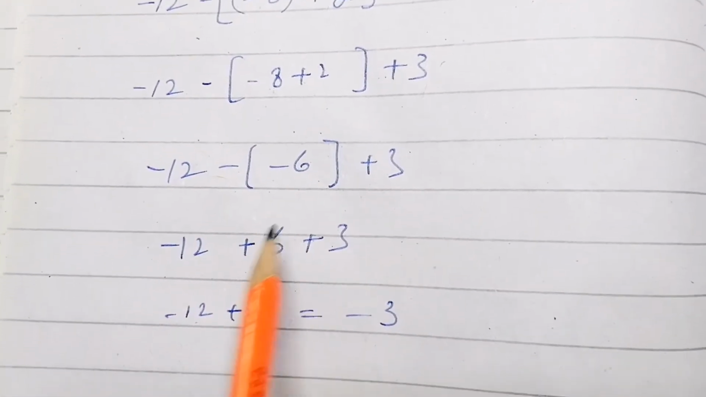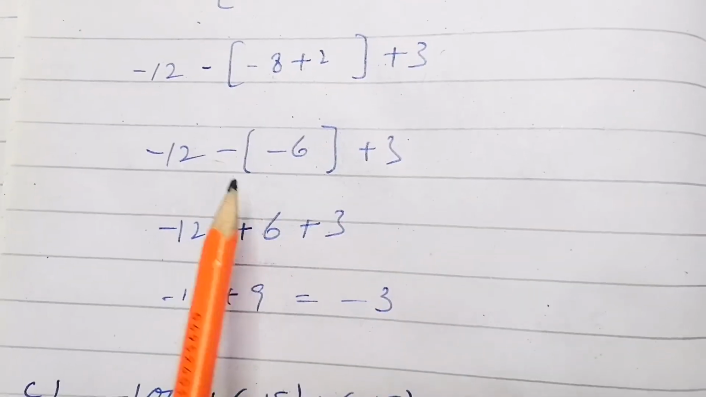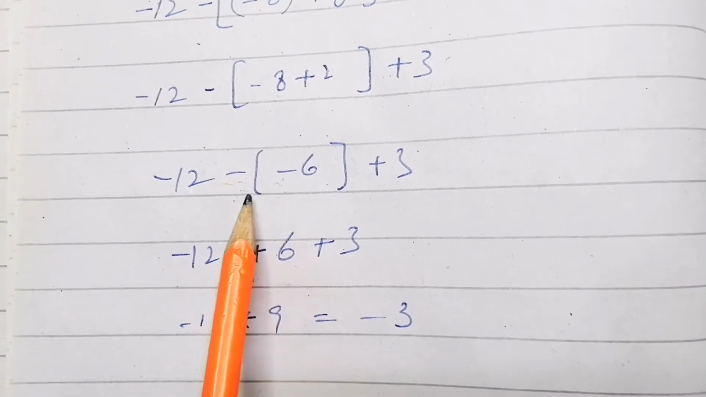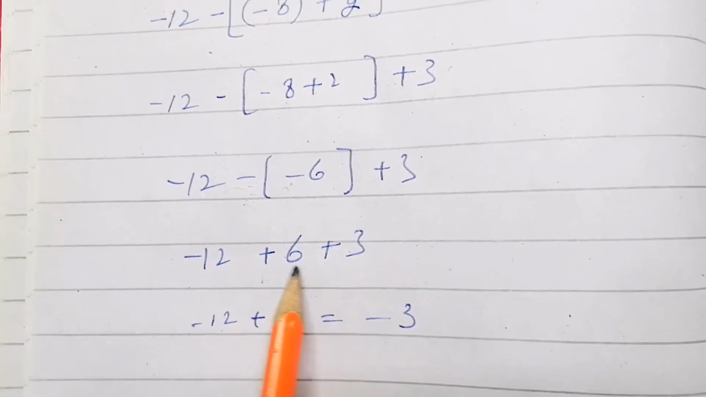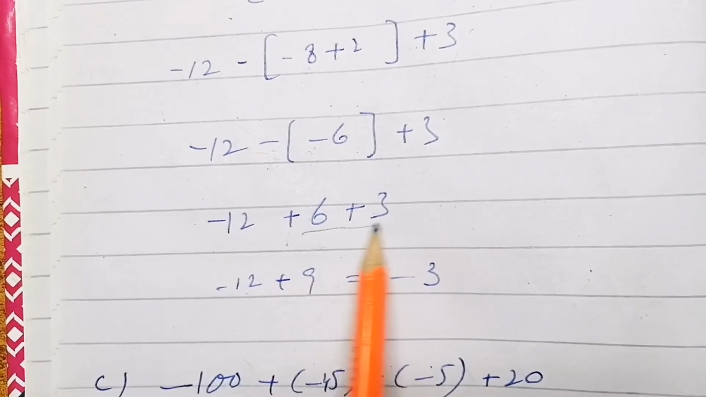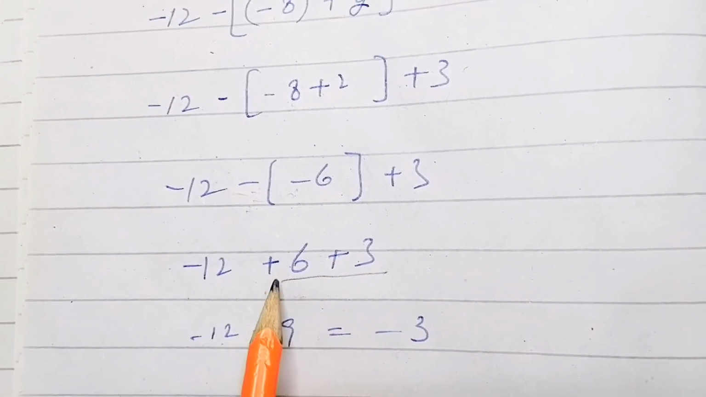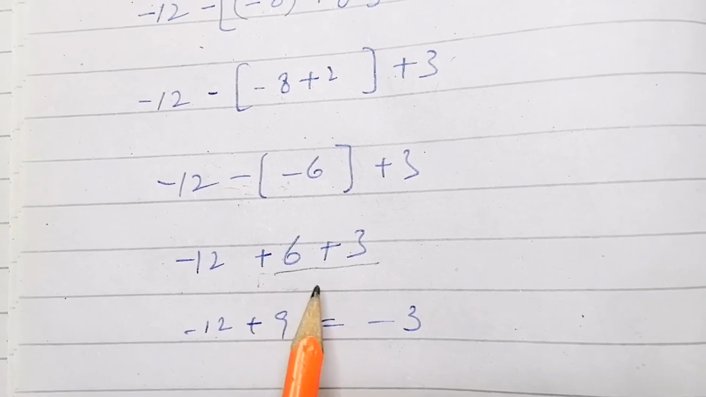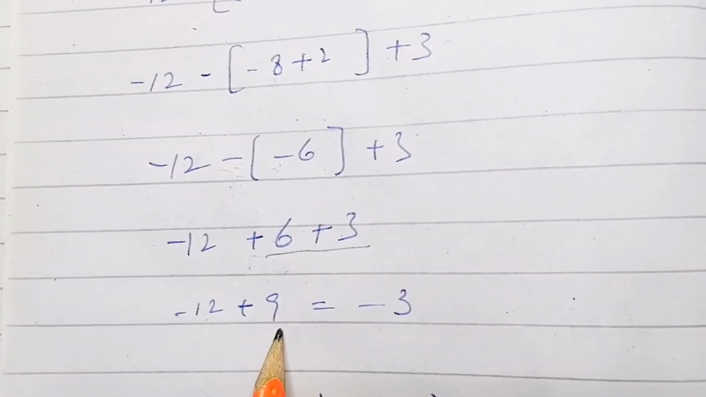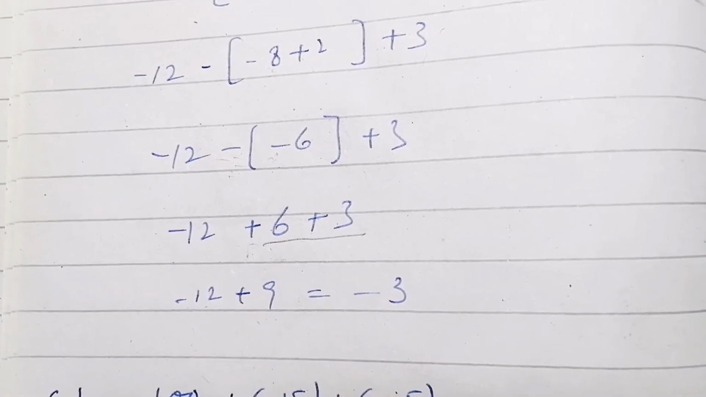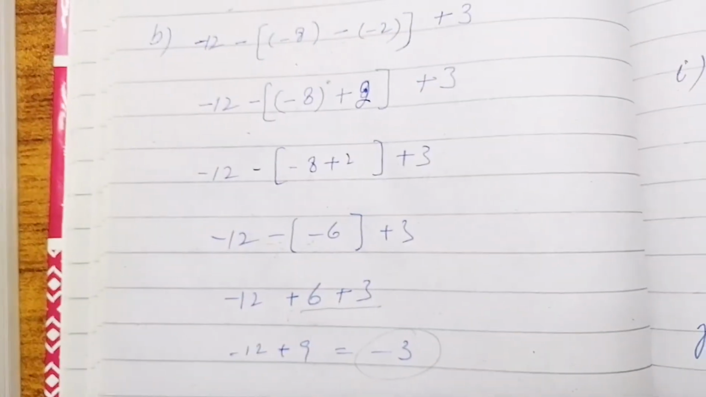The square bracket is there, and then we remove the square bracket, minus minus plus, solving these subtraction operations. So minus 12 plus 6 plus 3, right? Adding these two numbers, 6 plus 3 is 9. So minus 12 plus 9 is equal to minus 3, right? So minus 3 is the answer.